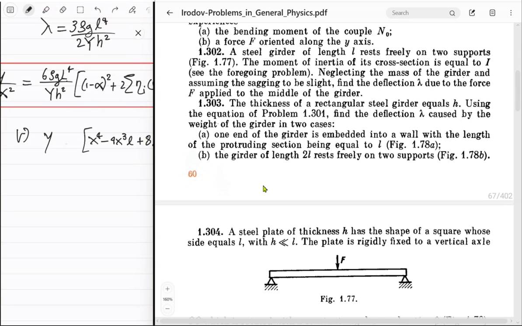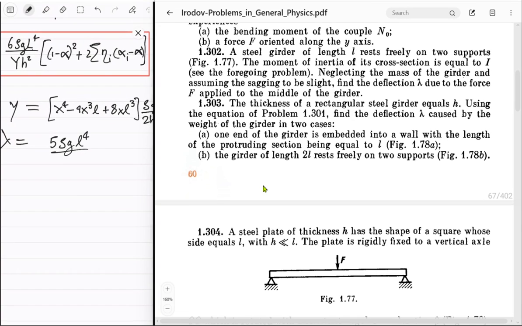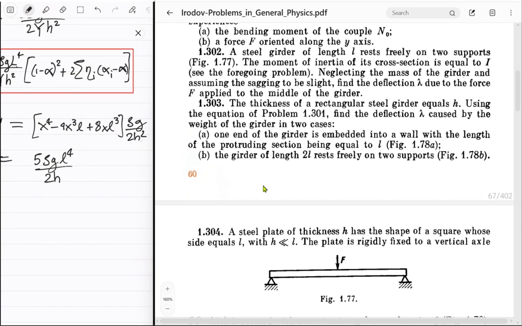So what do you want, by the way? You want lambda, which is at x equal to L, right? So lambda will just be what? At x equal to L, L power 4 is common. It's 1 minus 4 plus 8, which is 5. So it's 5 rho g L power 4 upon 2 h squared. That should be a square. And where's the Young's modulus? Something's off about this. Okay, that's better. Much better. Cool. Yeah, I believe that's correct.